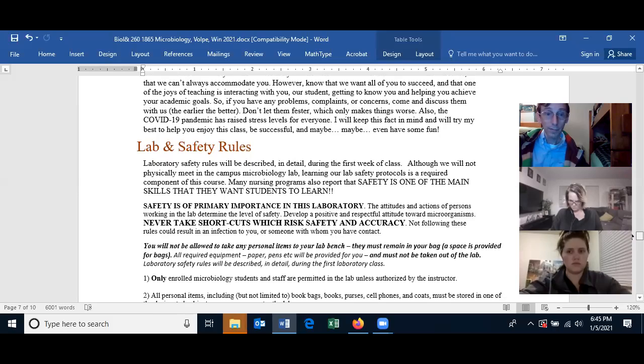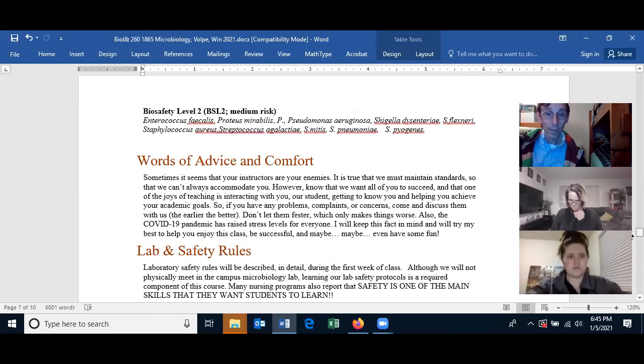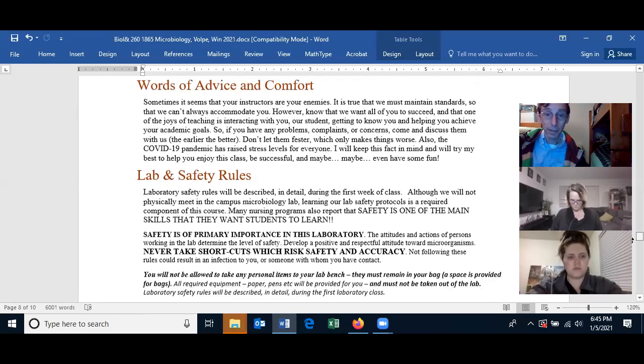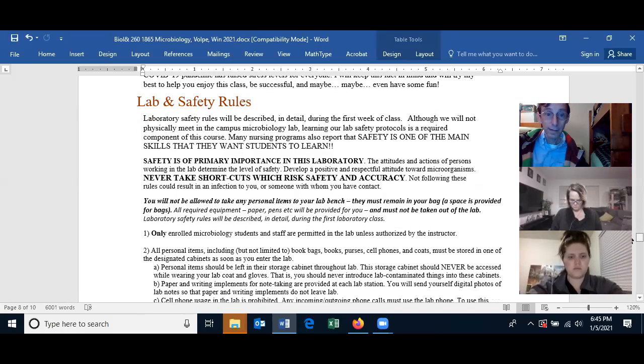I've talked about words of advice and comfort, but the lab and the safety rules, read over them because you will be tested on them. Normally you would learn these safety procedures in the lab and you'd have to practice them, but there's no way for you to practice them online. But you will be tested on them, so you should read them over. If you have any questions, please ask me.